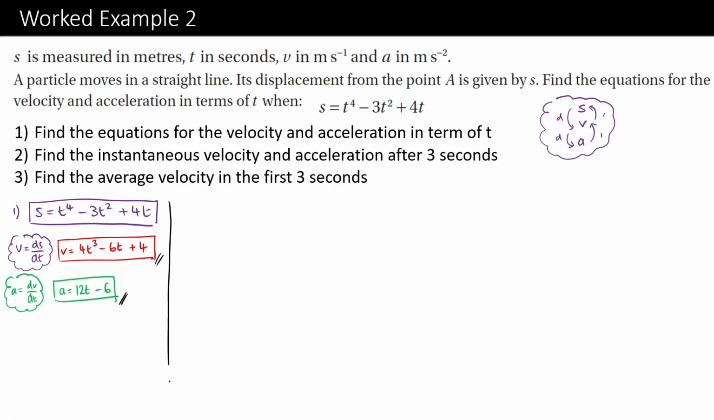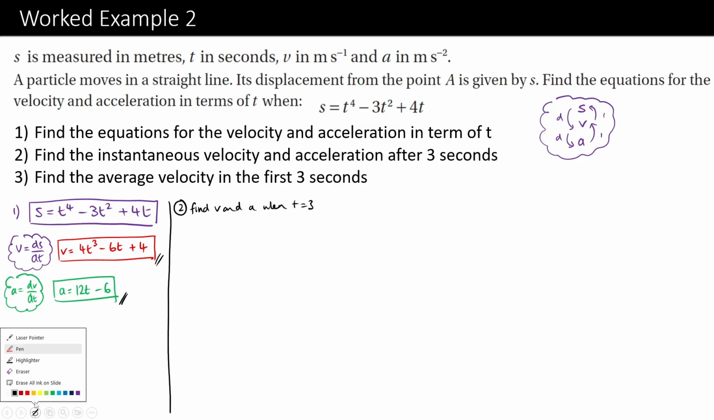Then for part 2, it's asking me to find the instantaneous velocity and the acceleration when t equals 3, or after 3 seconds I should say. So what this question is asking us is to find V and A when t equals 3. So all I've got to do is just substitute the values into those two respective formulas.